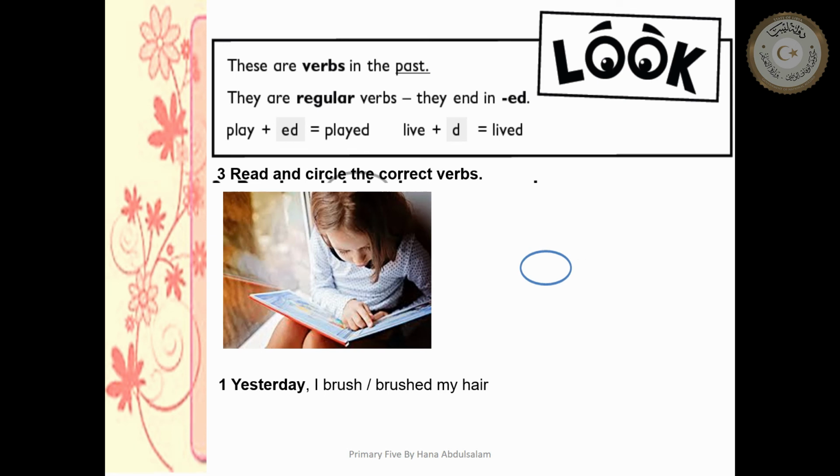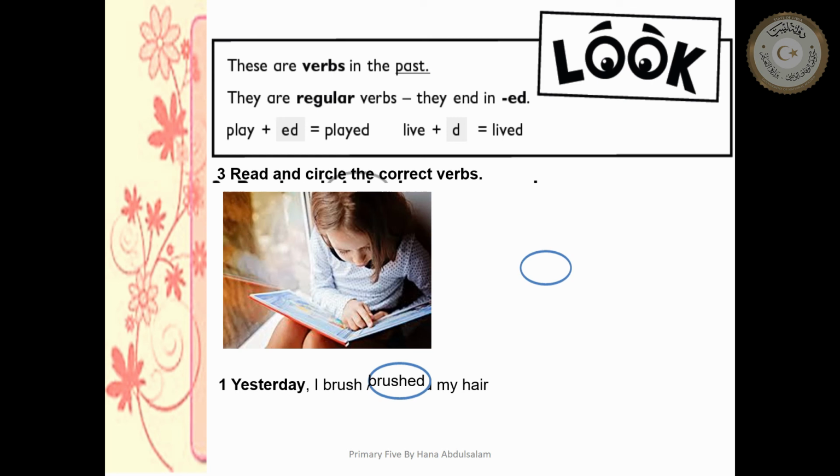So here we speak about what? Yesterday. أمس. Yesterday. So بنقول I brush or I brushed? Can you tell me which one? Brushed. Why is it brushed? Because it is a regular verb. With a regular verb, we change the verb and we add ed, only ed. So yesterday I brushed my hair.